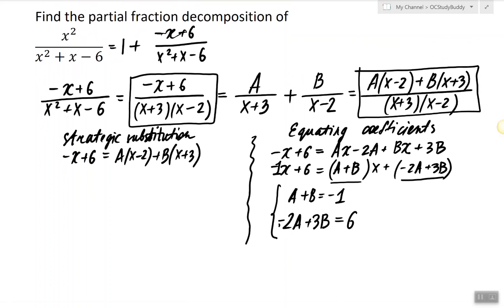We can multiply the first equation by 2, so 2a plus 2b equals negative 2, and by adding these two equations we can solve for b. b is equal to 4/5.